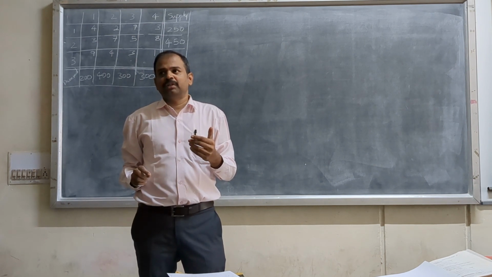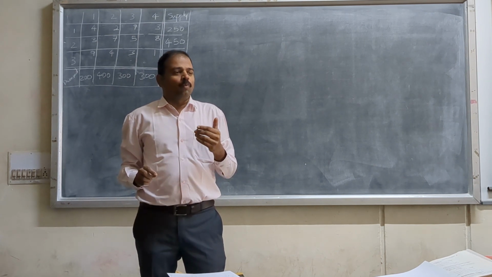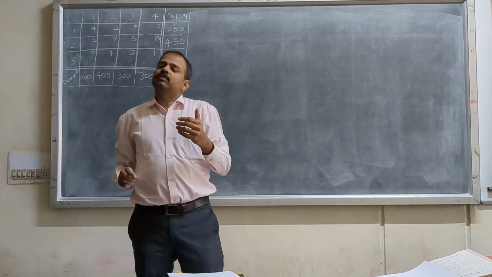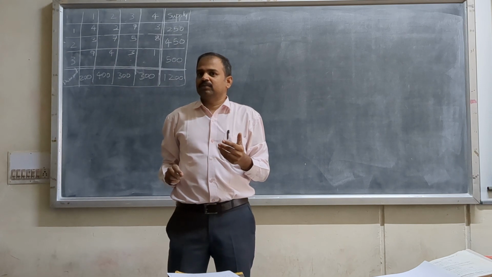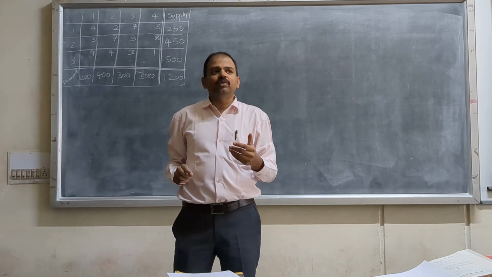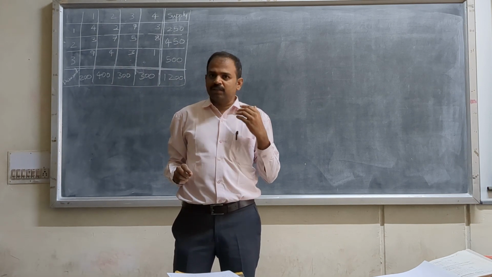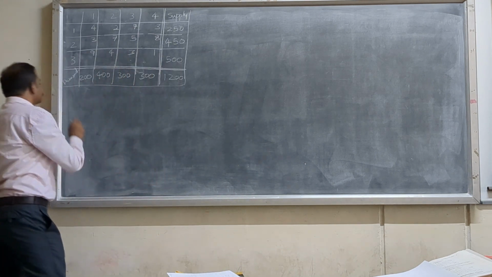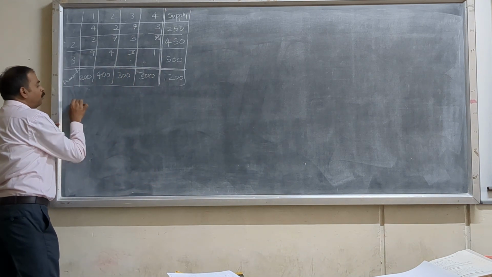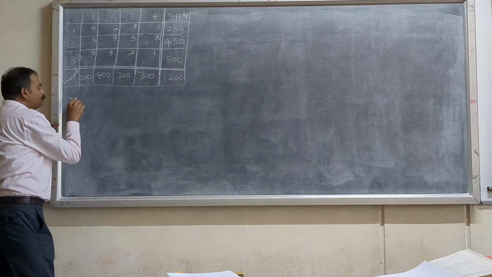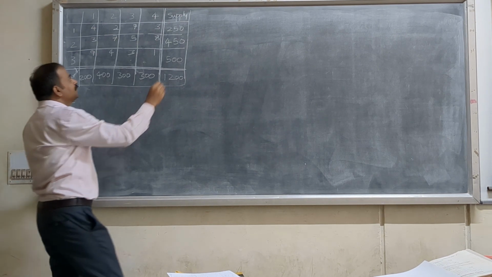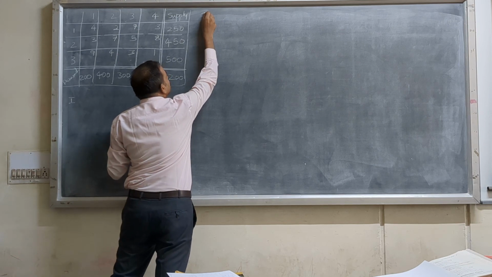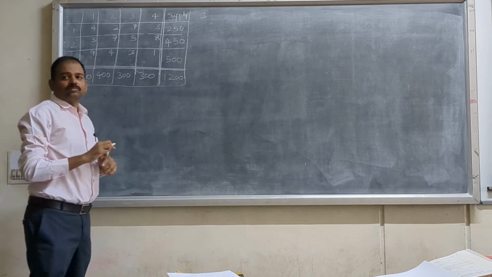Vogel's approximation method is a very special method where we try to find the column penalties and row penalties. How do we compute these row and column penalties? Let us check. What we write here is called the column penalty. This is the first iteration of the column penalty, and this is the first iteration of the row penalty.